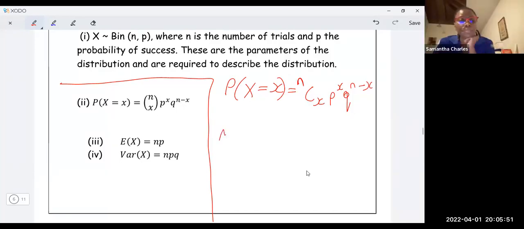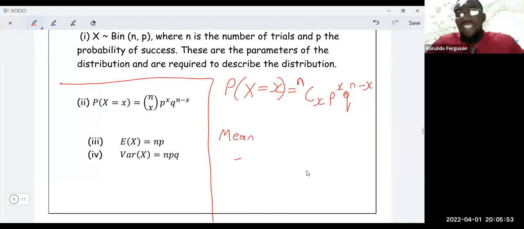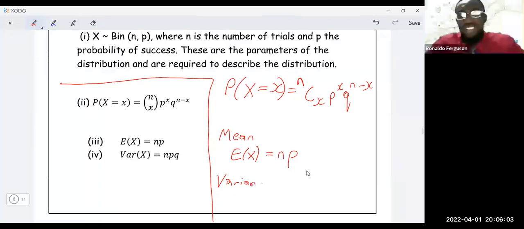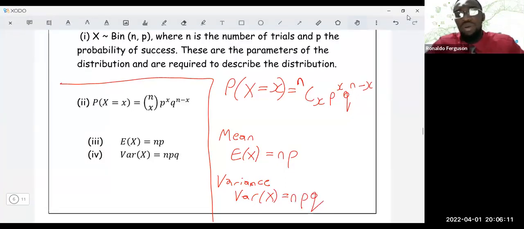To find the mean, E of X is equal to n times p. And then the variance of X is just n times p times q. Cool? Three formulas you must know. So you're writing them down?